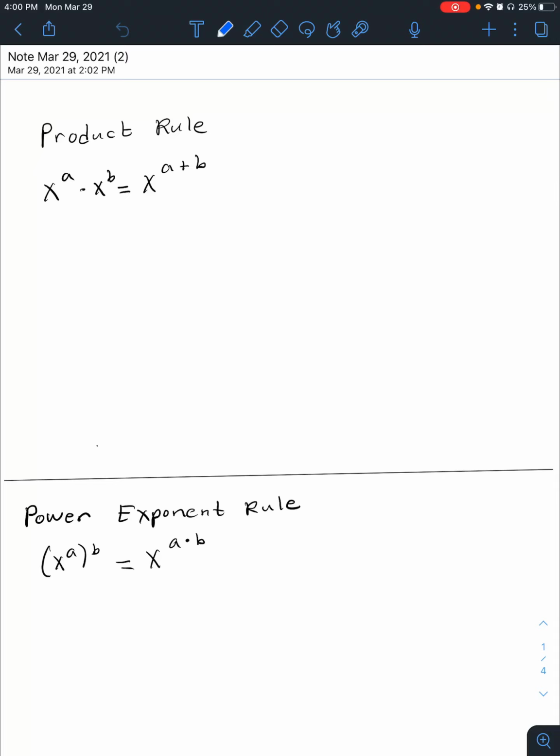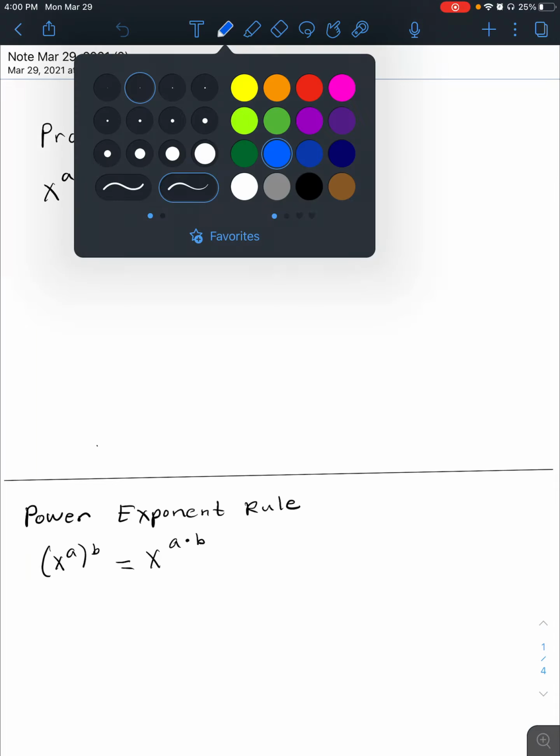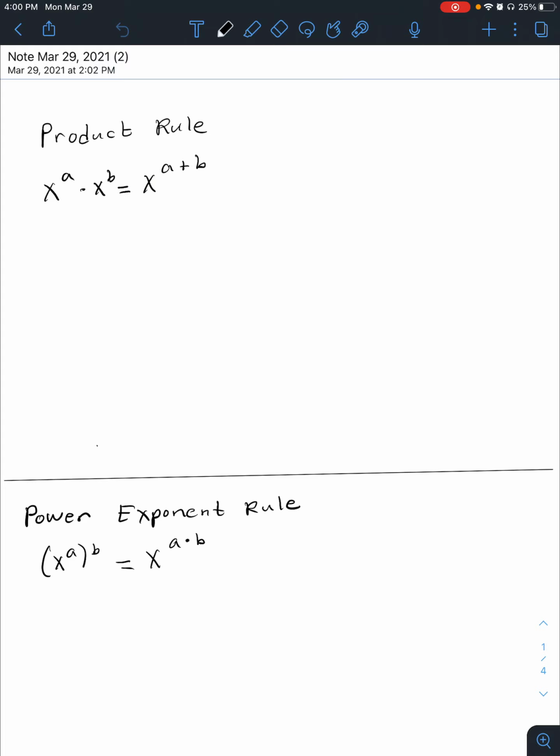Hello everybody. Today we're going to learn about exponent rules. So this first video will just be a review about the rules, and then we'll get into some more examples. Of course, I'll use some little examples in this video.